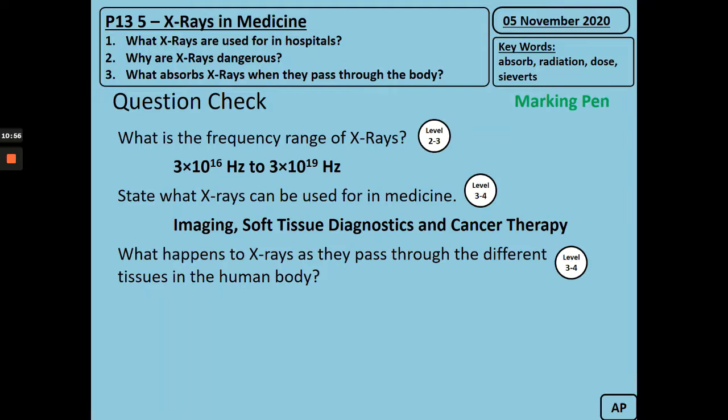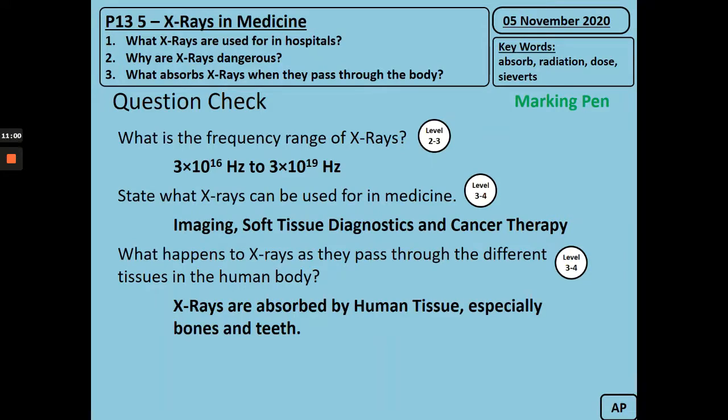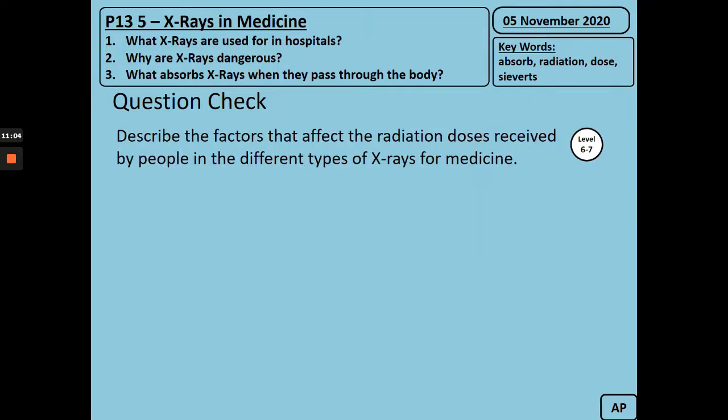What happens to X-rays as they pass through the different tissues in the human body? X-rays are absorbed by human tissue, especially bones and teeth. Have a go at this next question. Pause the video now.